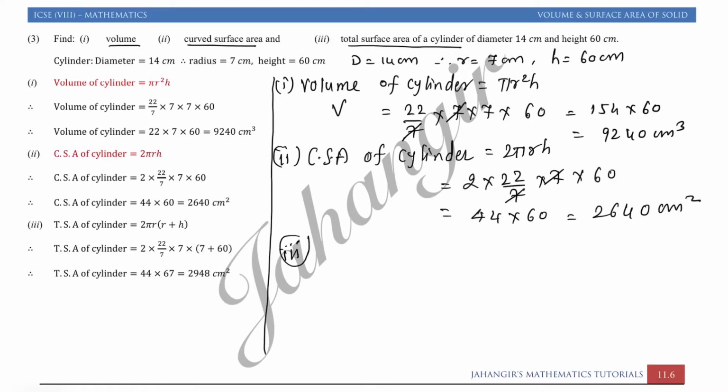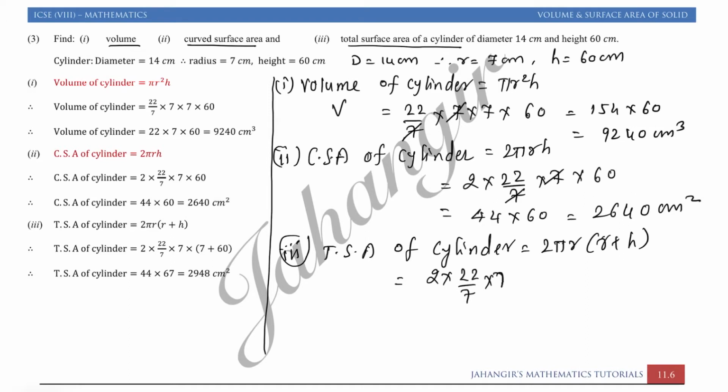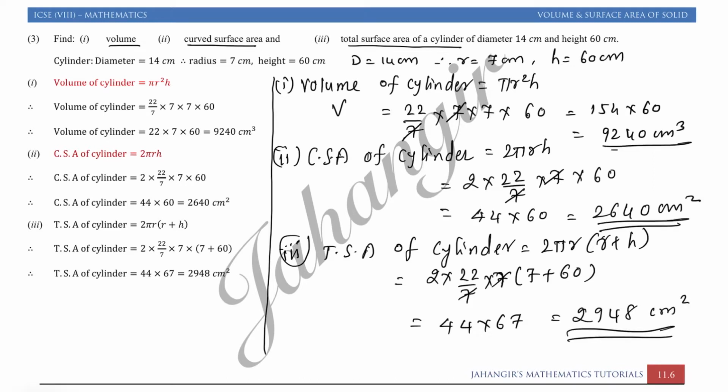And third part we have to find total surface area of cylinder, that is equal to 2 pi r plus h. So we can write 2 into 22 by 7 into r is 7 into bracket 7 plus h, that is 60. 7 cancel, so 44 into 67, which is equal to 2948 centimeter square. Hope you had understood how to put values into the formula and solve.